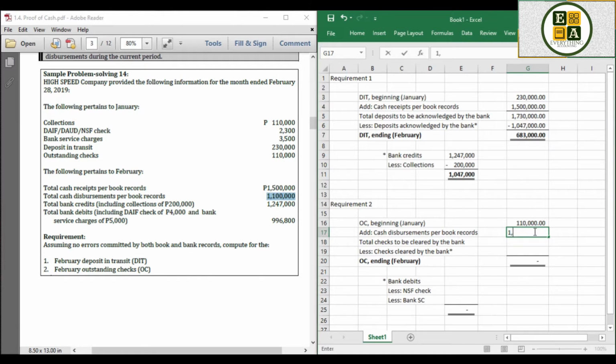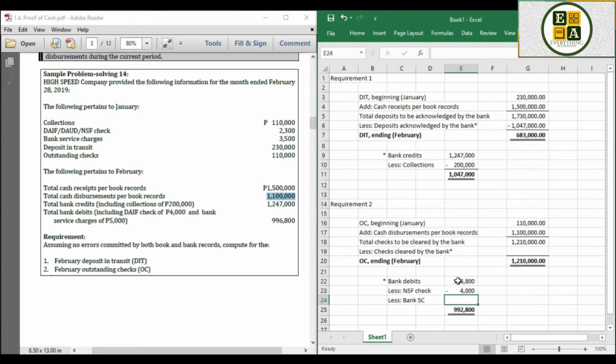So, post 1,100,000. Then, we can arrive with total checks to be cleared by the bank. So, we have 1,210,000. From that, deduct checks cleared by the bank. To compute for that, find the bank debits. Our bank debits, we have here 996,800. So, put 996,800. From that, deduct the NSF check, or DAIF or DAOD check. We have there 4,000.